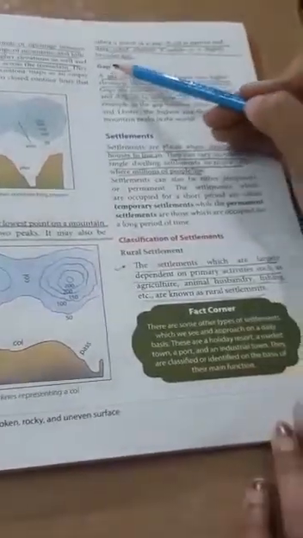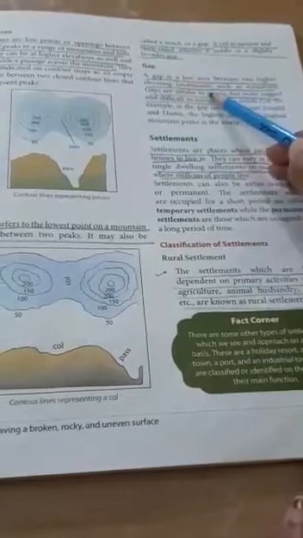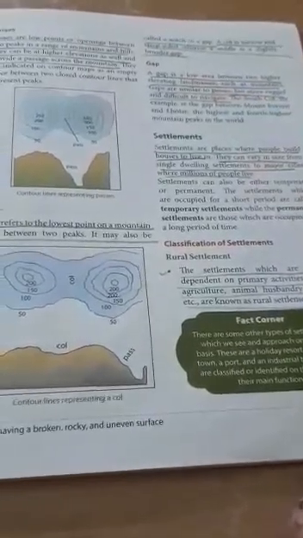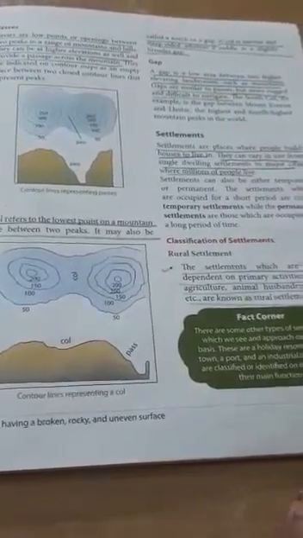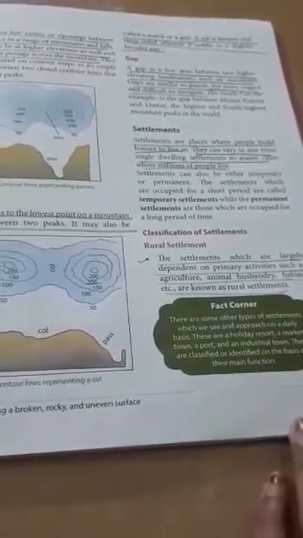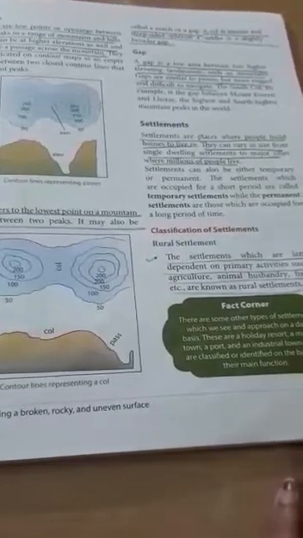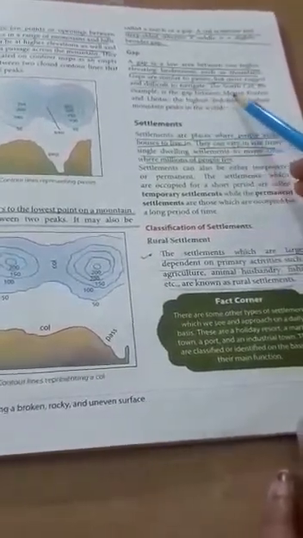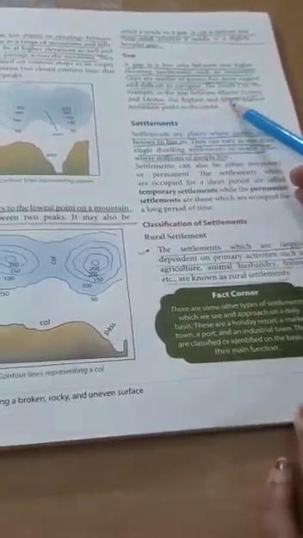Now, what is gap? A gap is a low area between two higher elevated land masses, like for example mountains. Gaps are very similar to passes, but they are more rugged and it is difficult to navigate. Now, what is the meaning of rugged? It means it has a broken, rocky as well as uneven surface. The South Col, for example, is the gap between Mount Everest and Lhotse, the highest and fourth largest mountain peaks in the world.